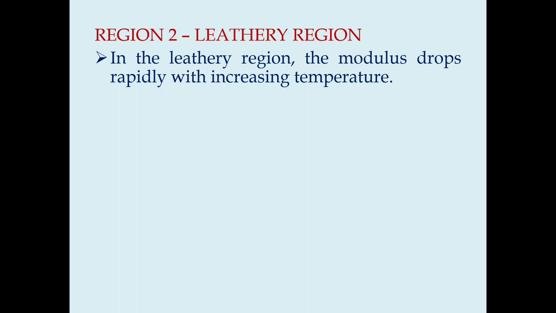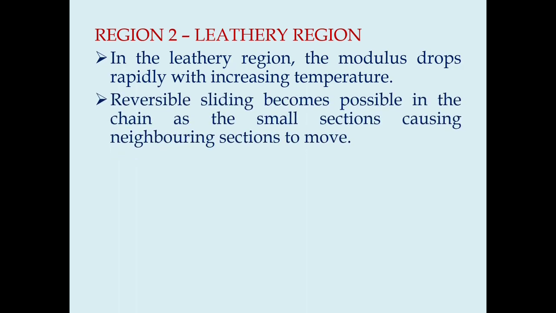The second region is the leathery region, where the glassy region starts changing slightly. So, in this region there is a rapid drop in the modulus with the increase in temperature, and reversible sliding becomes possible, which causes small sections of a chain to move further, making the neighboring sections also move. So, this is what happens in the leathery region. That means the brittle or hard nature of the polymer starts breaking.